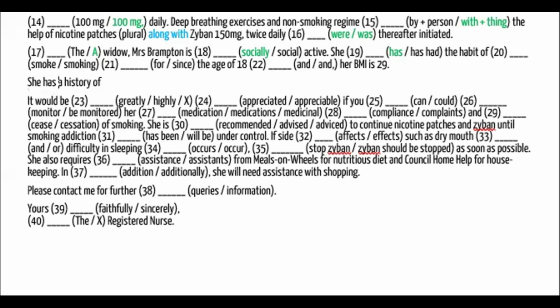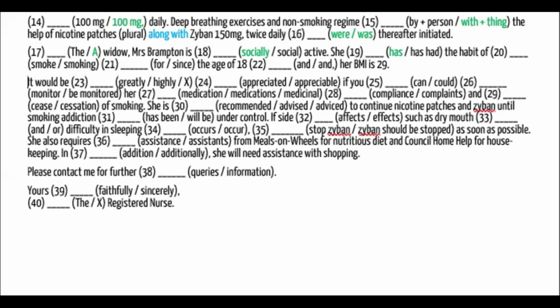Never write "she had a history." Never write "she has had a history." These two things are completely wrong with "history." History means "she has a history." Okay, moving to the next one.